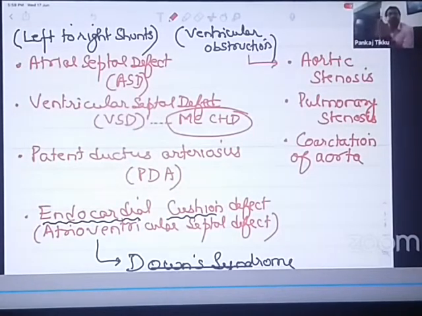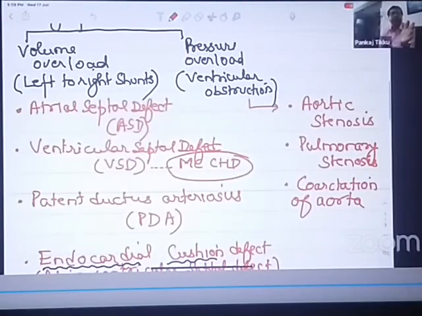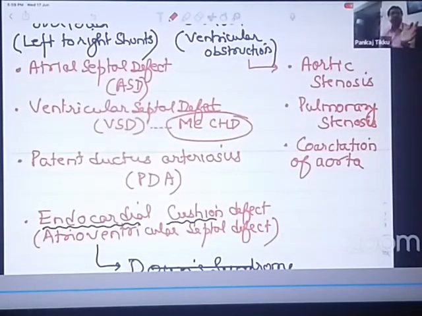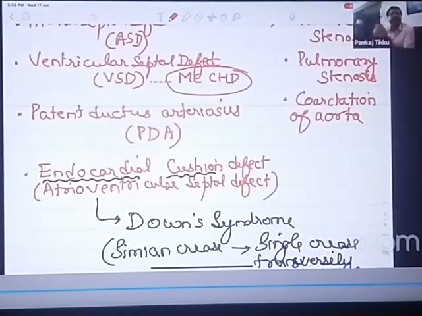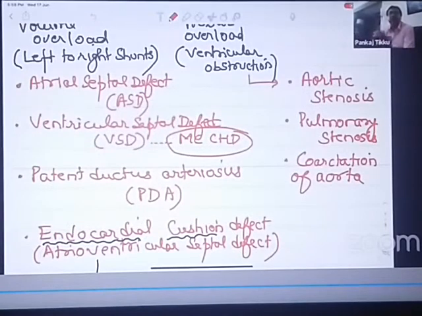So which are the acyanotic congenital heart defects that you should know of? 4 of them are volume overload, 3 of them are pressure overload. Which are the 4 which are volume overload? Atrial septal defects, ventricular septal defects, patent ductus arteriosus, and endocardial cushion defects, also known as atrioventricular septal defects. Which are the 3 defects which are associated with pressure overload? Aortic stenosis, pulmonary stenosis, and coarctation of aorta. Coarctation of aorta is a constriction which is present in the arch of the aorta.